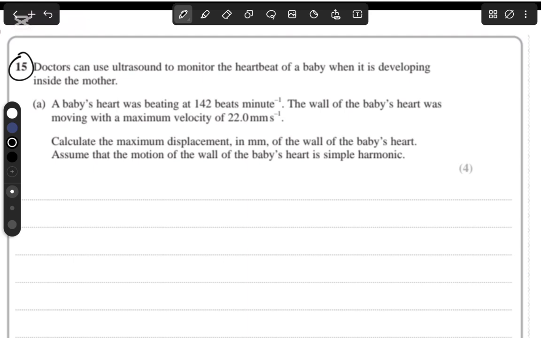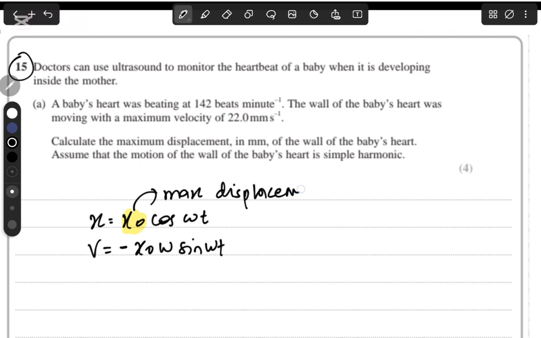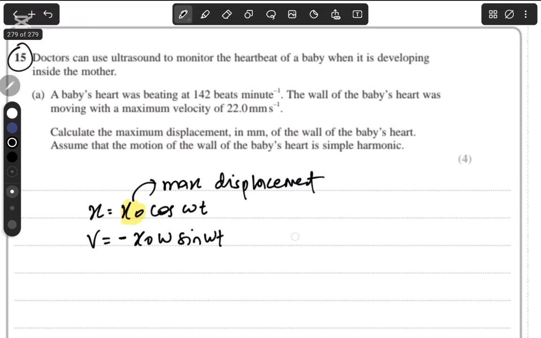So this is pretty simple. You're going to have x equals x naught cos omega t, and then v equals minus x naught omega sine omega t. This x naught here is the amplitude, the maximum displacement. Now, they want you to find the maximum displacement, and I've told you the maximum velocity.